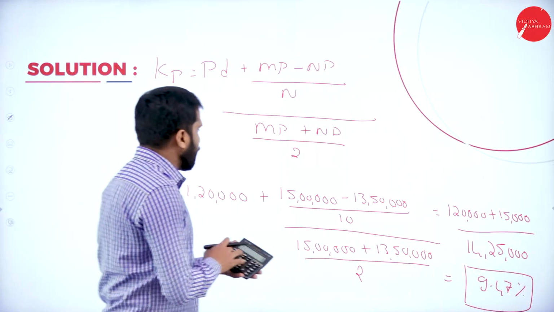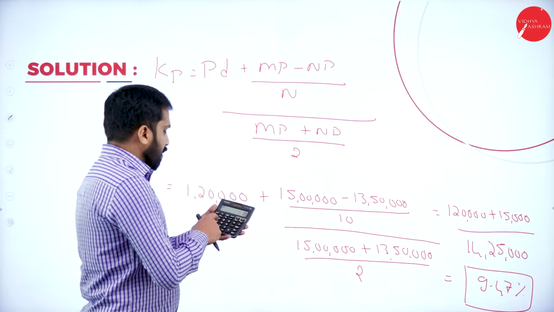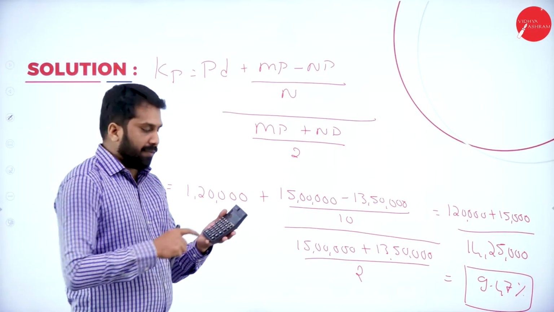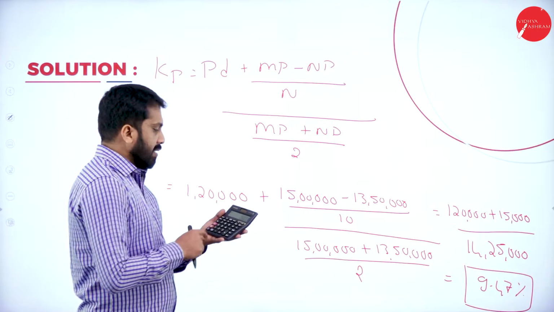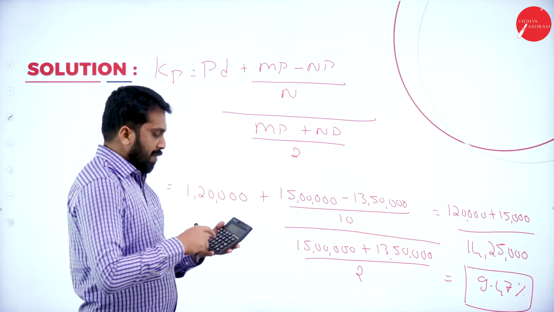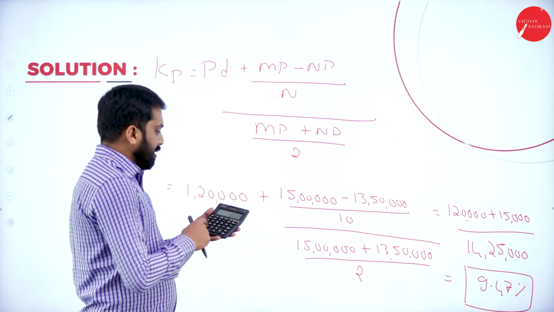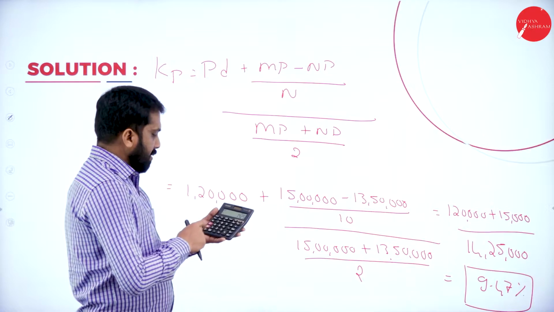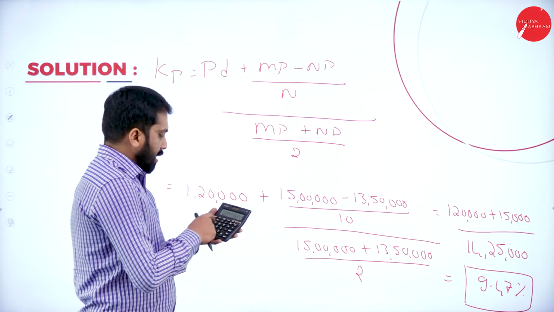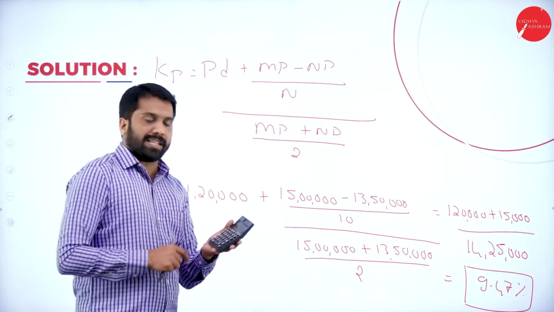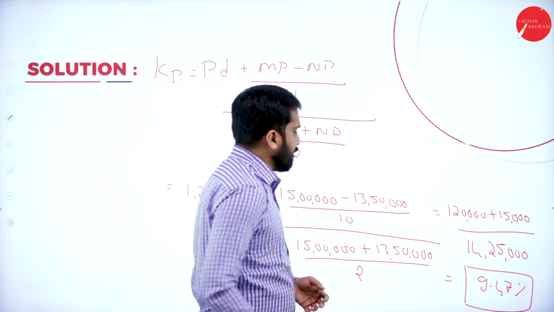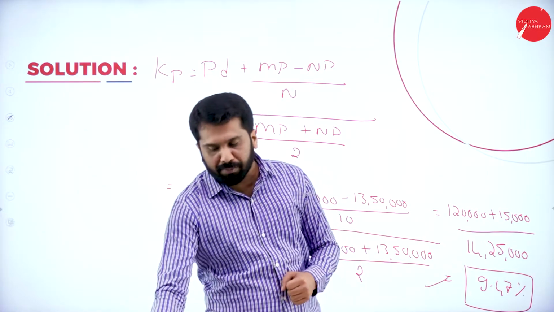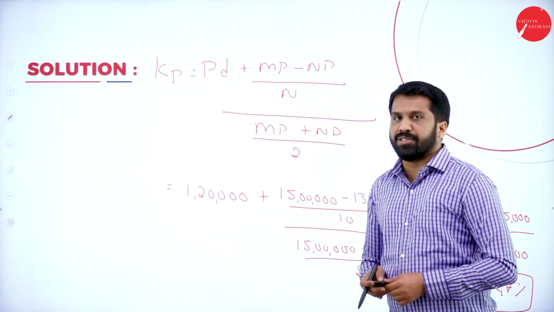9.47%. Again, I'll come back to this. So this is how much? 15 lakh minus 13,50,000. I got 1,50,000 divided by 10 years. It is 15,000 plus 1,20,000, divided by how much? 14,25,000. Yes, I got 9.47%. Your answer is 9.47. Hope you understood. I'll go back to your previous slide so that you can take a screenshot.